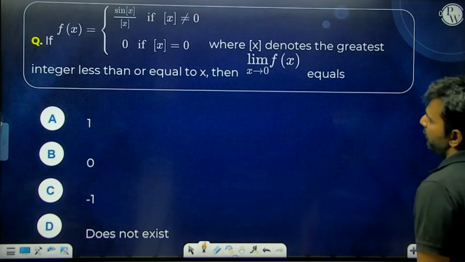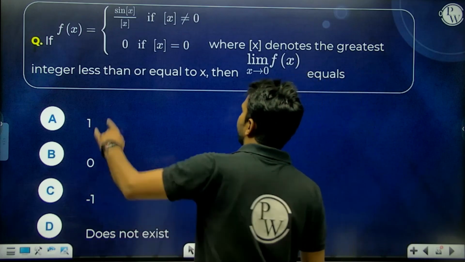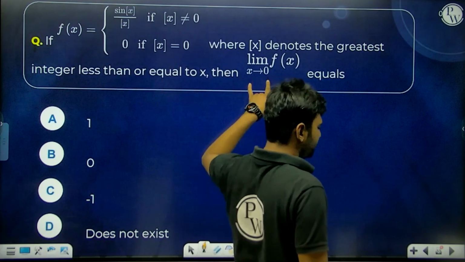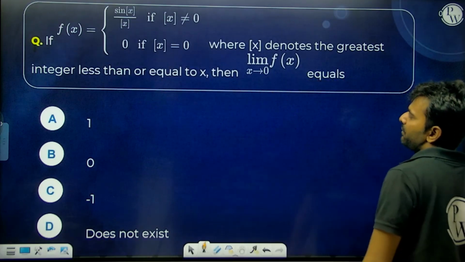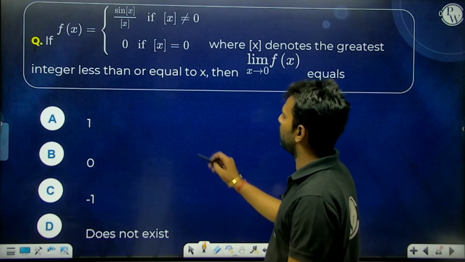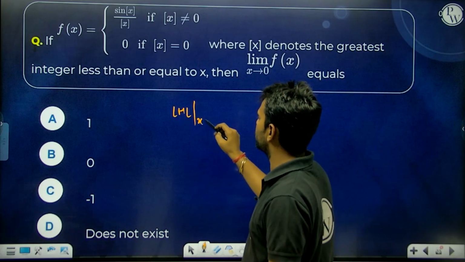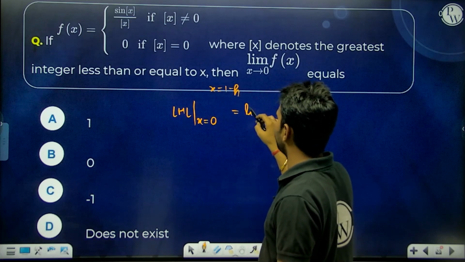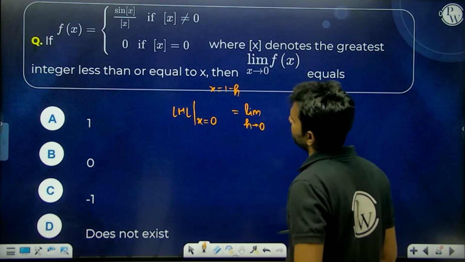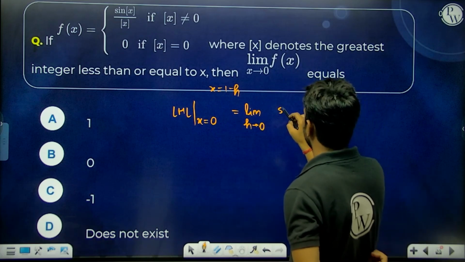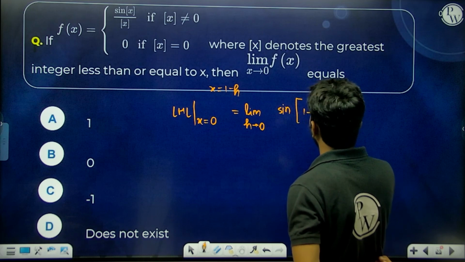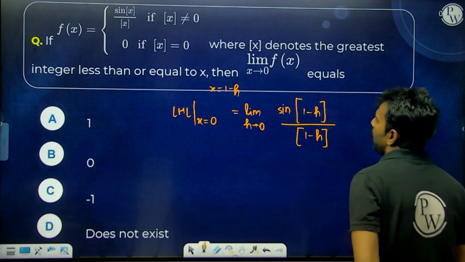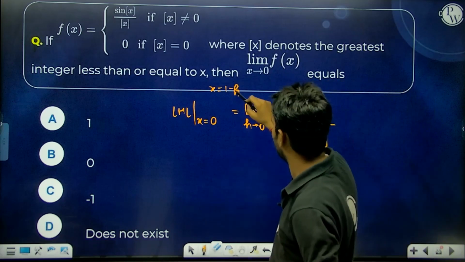If we talk about this particular thing, then LHL and RHL will be written from here. Yes or no? Because LHL means slightly lesser than 0, and RHL means slightly greater than 0. So let's talk about LHL at x equals 0. That means in place of x, we're going to put 0 minus h. So the moment we do this, limit h tending to 0, and in place of x we put 0 minus h, sine of that divided by greatest integer of 0 minus h.